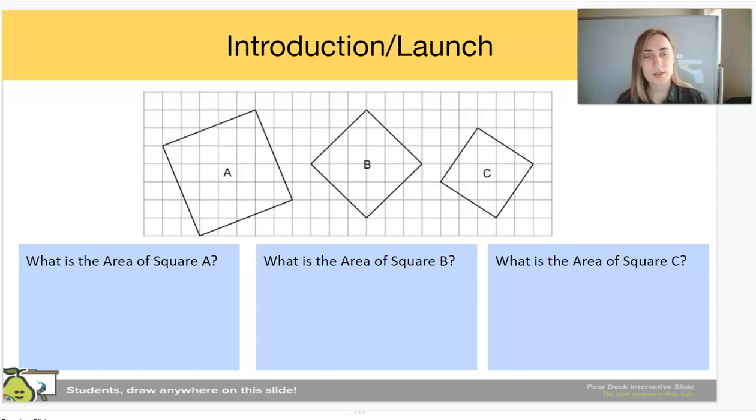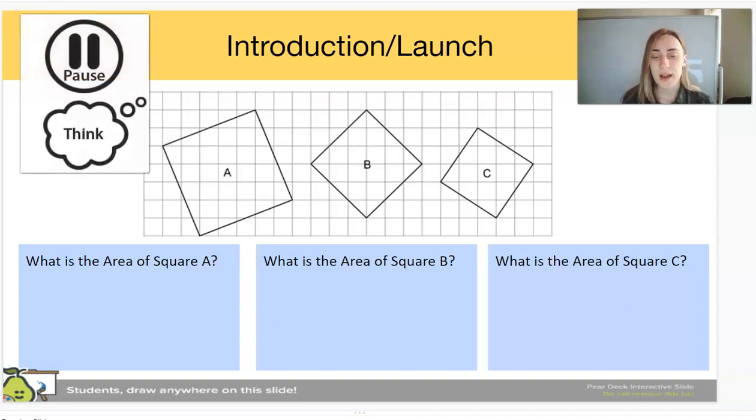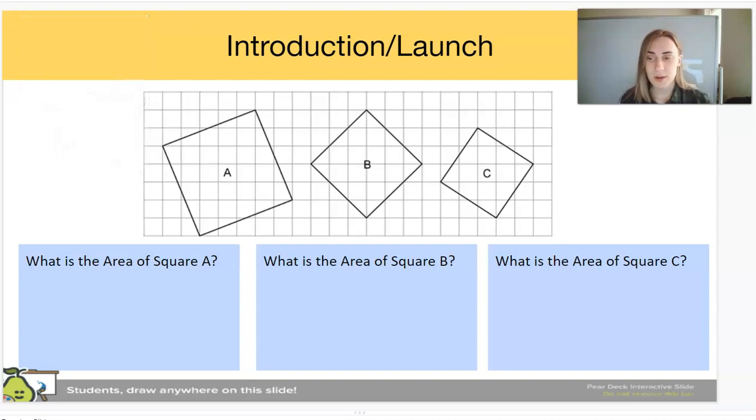Moving on to our introduction/launch, your warm-up today is to think back to what you did yesterday and answer what is the area of square A, what is the area of square B, and what is the area of square C. So pause, take your time to think, and fill out the blue rectangles describing your thinking. Once you've had some time to think about your launch, move ahead with me to slide B.